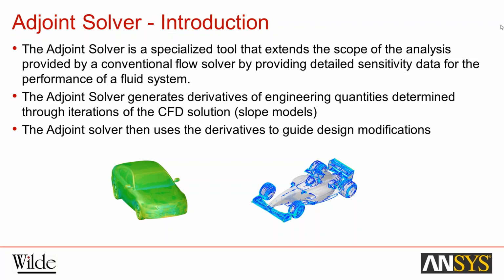Adjoint solver. We will talk about the updates to the adjoint solver in a second, but it's probably worth at this point introducing it to those who don't know of it or haven't come across it before. It's a specialized tool that extends the scope of analysis. What it's typically for is topological optimization. That's what its main use has been, certainly as far as we've been concerned. What it does is it iterates over a number of CFD models, and it looks at the changes that given parameters have on a solution and uses a sort of slope model of derivatives to guide the design modifications.